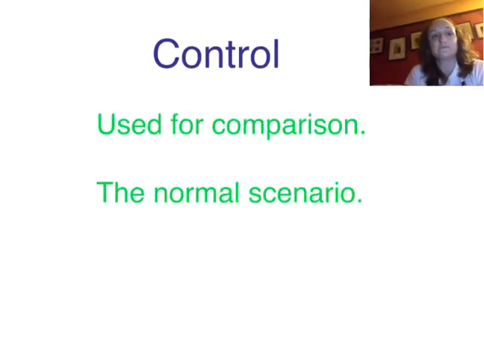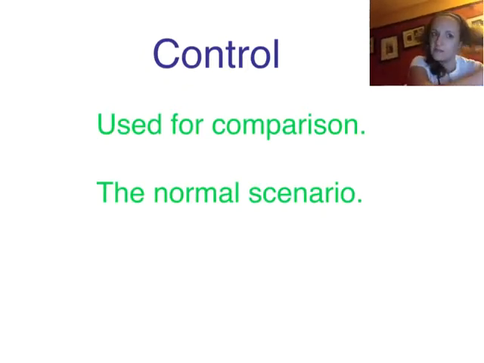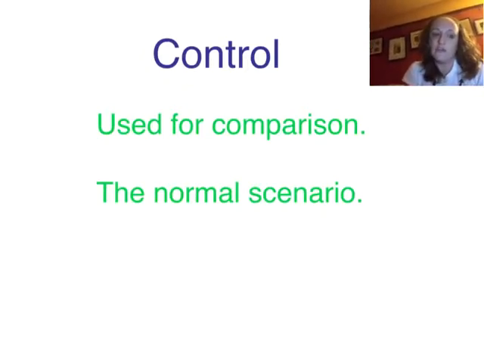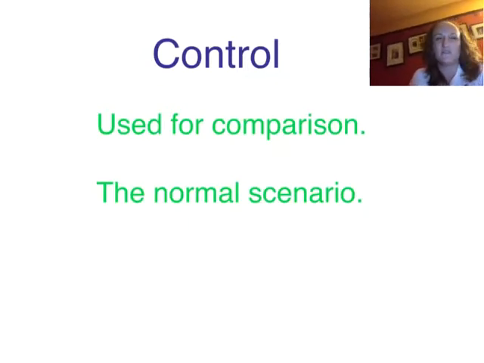A control. Again, a control is used for comparison. It's the normal scenario. In this situation, it's kind of hard to pick out a control because there's only two setups. One is in full sunlight, one is in partial sunlight. You could pick one or the other to be the normal scenario. So I might pick the one that is in full sunlight. It could be either one very easily, and then you can use that to compare the other. Sometimes controls work that way. You've just got to pick one or the other.